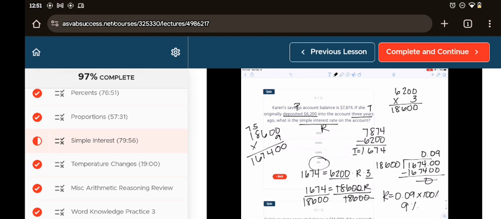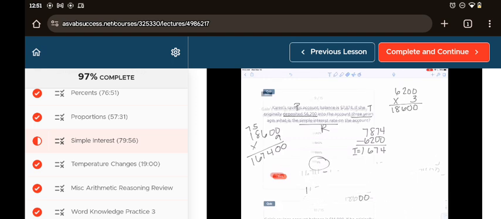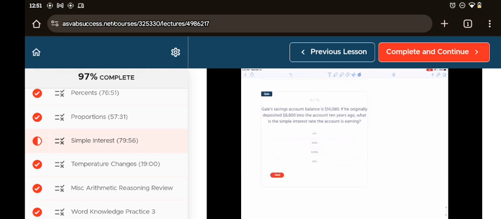Okay, so let's do number 10. It says, Gail's savings account balance is $14,080. If you originally deposited $8,800 into the account 10 years ago, what is the simple interest rate the account is earning? So this is just like the ones that we've done before.